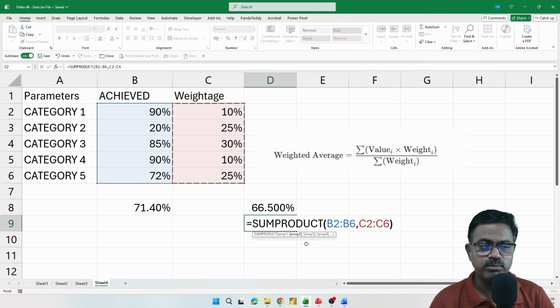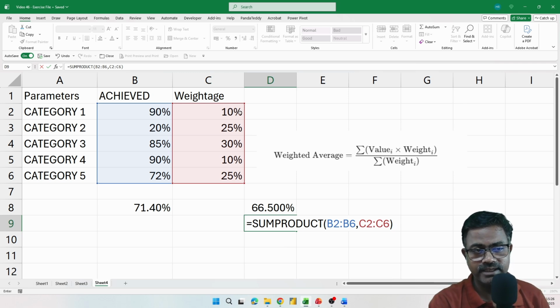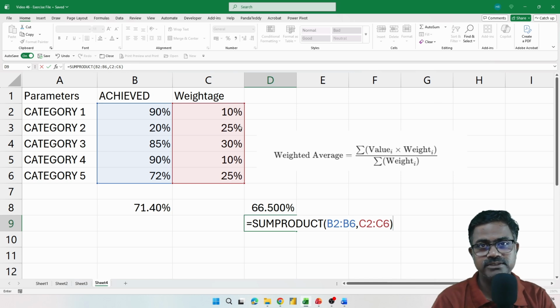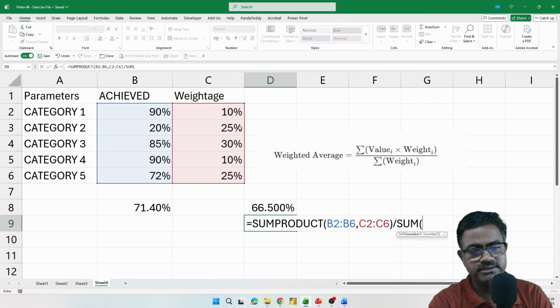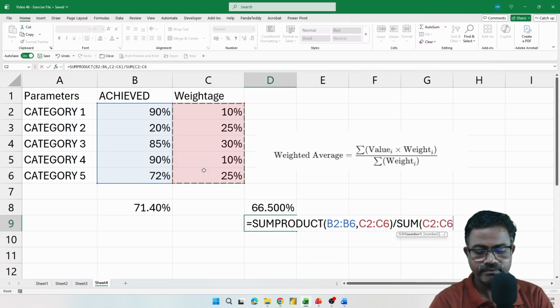So when I close the bracket, ideally what it is going to do is multiply the first item of the first array, which is 90%, with the first item of the second array, which is 10%, plus the second item of the first array into the second item of the second array. Likewise it is going to keep doing it.